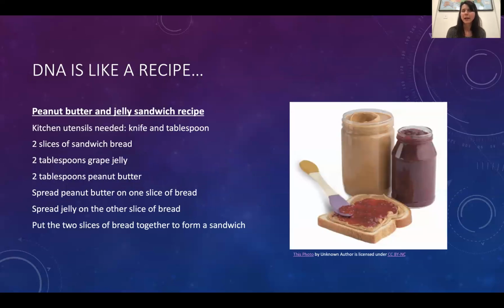Okay, so DNA is like a recipe. It's like a recipe to make a person or make any kind of organism. So DNA is our recipe to make us. So here is a recipe for a peanut butter and jelly sandwich. So you can see that the utensils needed are a knife and a tablespoon. You will need 2 slices of sandwich bread, 2 tablespoons of grape jelly, 2 tablespoons of peanut butter, and then you're going to spread the peanut butter on one slice of bread, spread the jelly on the other slice of bread, and then put those 2 slices of bread together to form a sandwich.